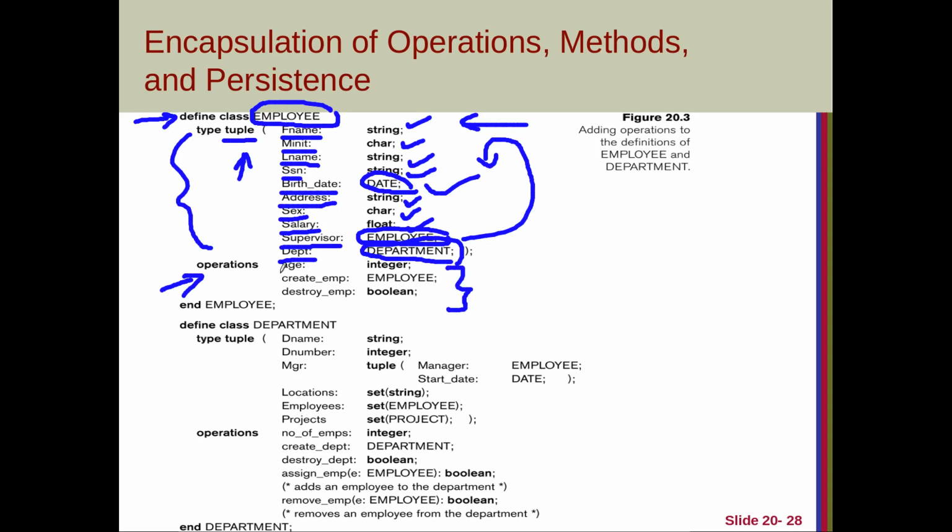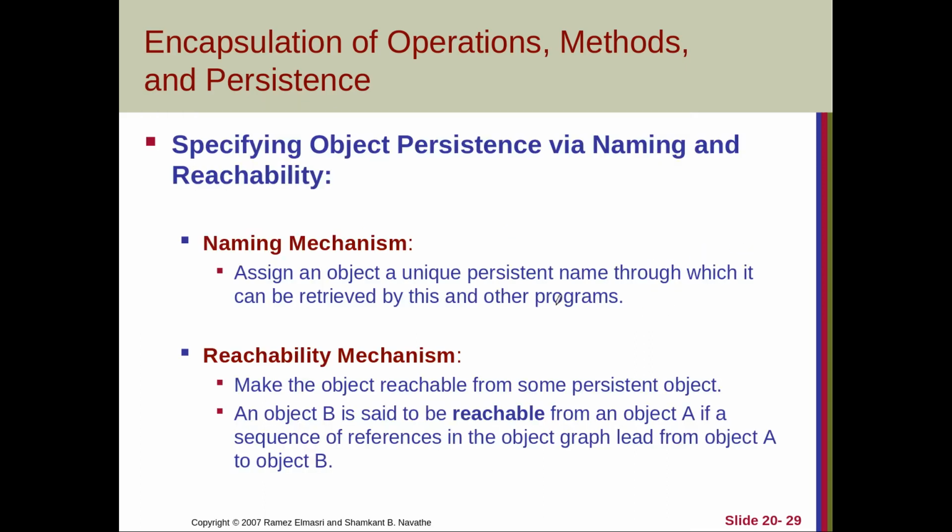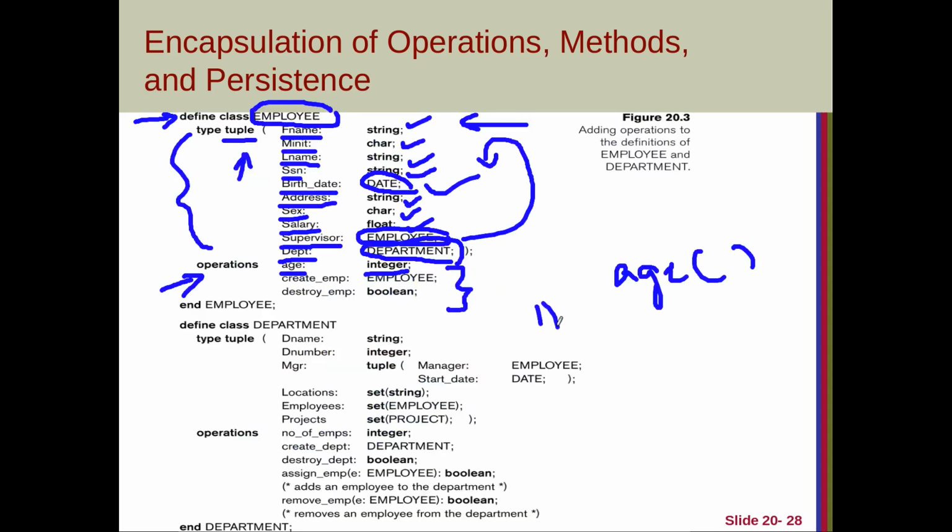So the first operation is age colon integer. It is just like an integer age function. So here we are following this format, age colon integer. As it is coming under the operations part, this age is a function which returns an integer value. Similarly, create underscore emp is another function or operation which returns an employee type.